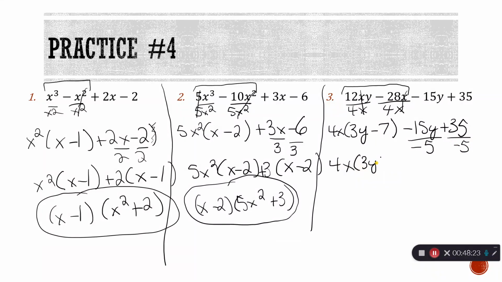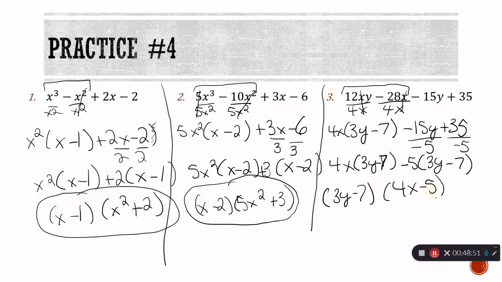4x, 3y. Whoops, that's minus 7. And negative 15 divided by a negative, oops, hold on, pull out the 5 there. Negative 15 divided by negative 5 is a positive 3. Y comes down. Positive 35 divided by negative 5 is a negative 7. It matches. We are good. And we got 4x minus 5. There we go.